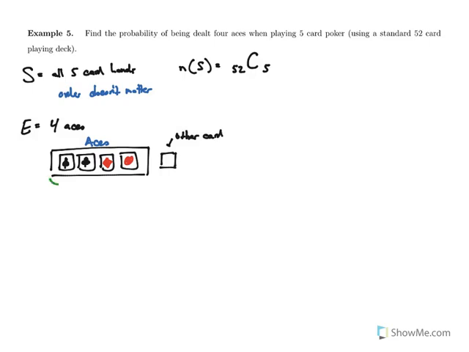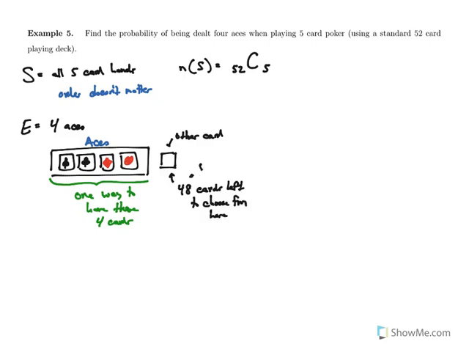So how many ways can I choose the first 4 cards? There's only one way to have these 4 cards. You just have them. There's nothing else we can do. But there's a lot of choices for that other card, right? There are 48 cards left to choose from here. 48 is 52 minus the 4 cards, the 4 aces.